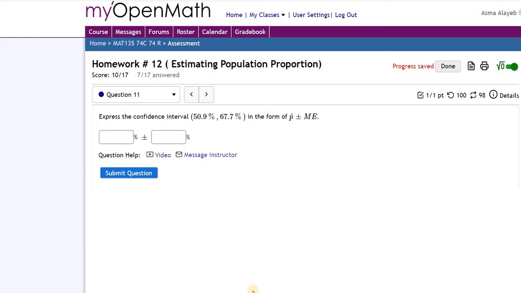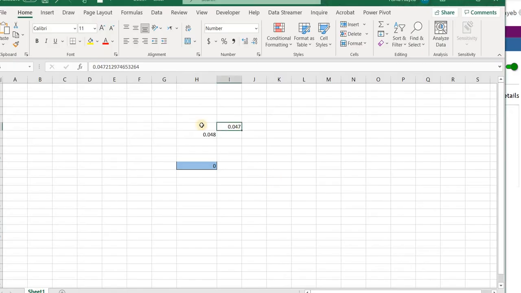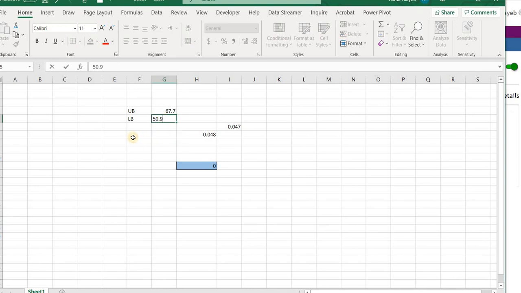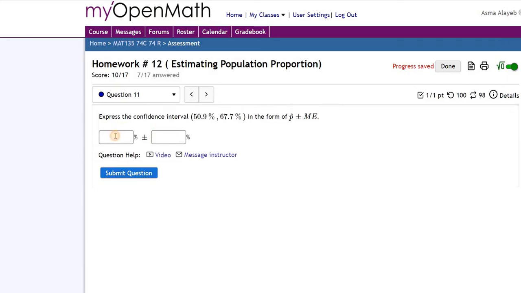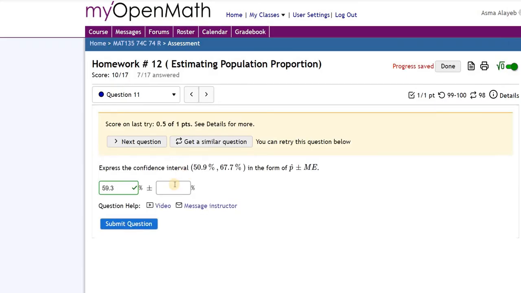67.7. I'm going to head to Excel and I'm going to say, okay, here is my upper bound and here is my lower bound. The upper bound is 67.7 and the lower bound is 50.9. Now, to find p hat, we know that if we add those two numbers and divide by 2, so upper bound plus lower bound, close parentheses, divide by 2, that is basically my p hat. So I'm just going to copy that and head to the homework and submit the first part only.